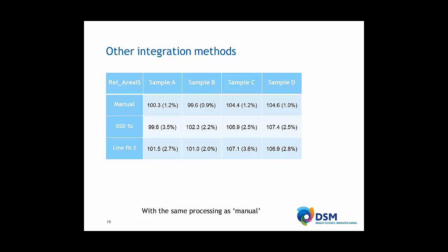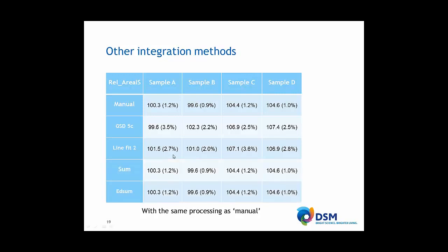With the same processing as with the manual processing, I could obtain nice GSD results. There is some bigger variation in the relative standard deviation, but depending on your application, it might be interesting as well. And here also the line fitting gave a little bit less good results than the previous one, but that's probably due to the same processing. But sum integration gave actually the same results as one would expect.